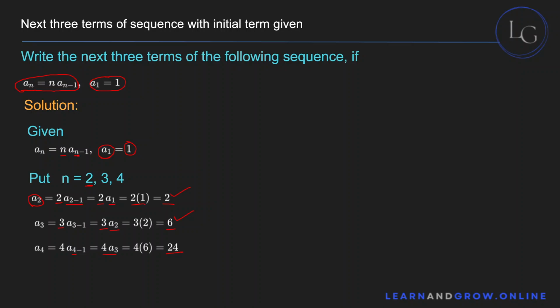And now we have the three terms that we had to find, the next three terms in the sequence. So basically the three terms are 1, 2, 6 and 24. So yeah.